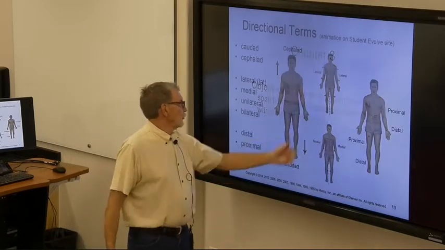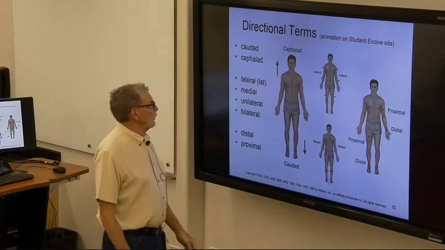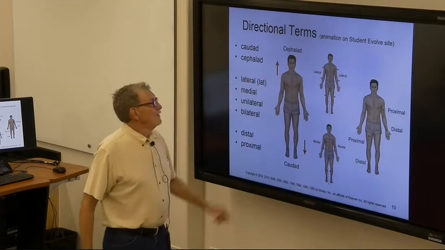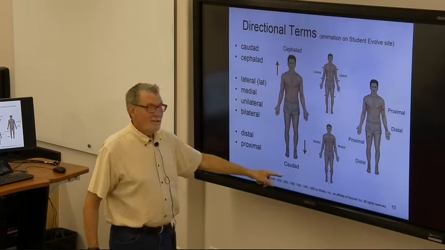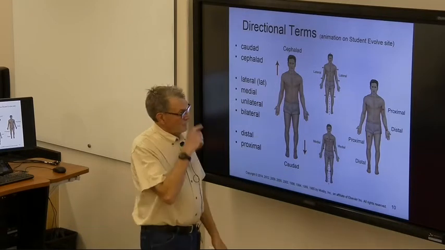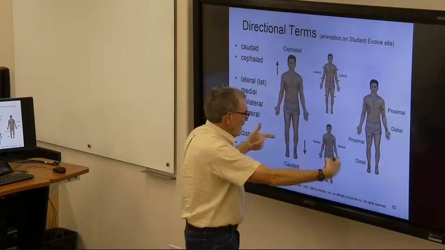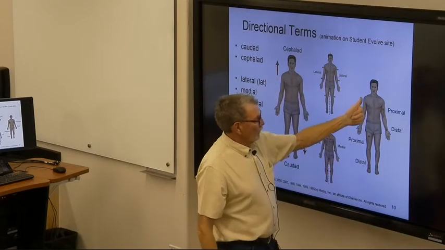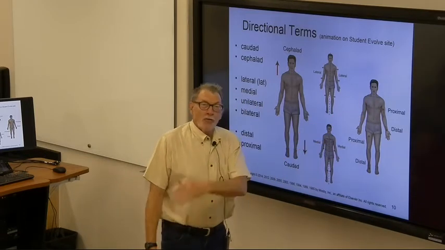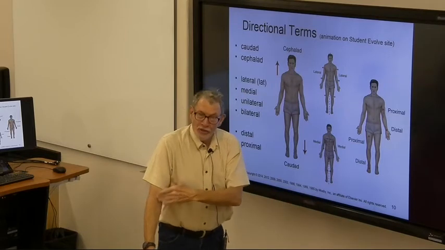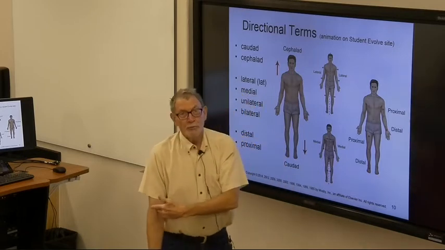Spell terms used to describe directions. So we already have gotten into this pretty well. We have cephalad. Cephalo is head, so cephalad is toward the head. Caudad, toward the tail. Lateral, toward the sides. Medial, toward the middle. Proximal is closer to the body center. Distal is farther away. So my elbow is distal to my shoulder. My shoulder is proximal to my elbow.